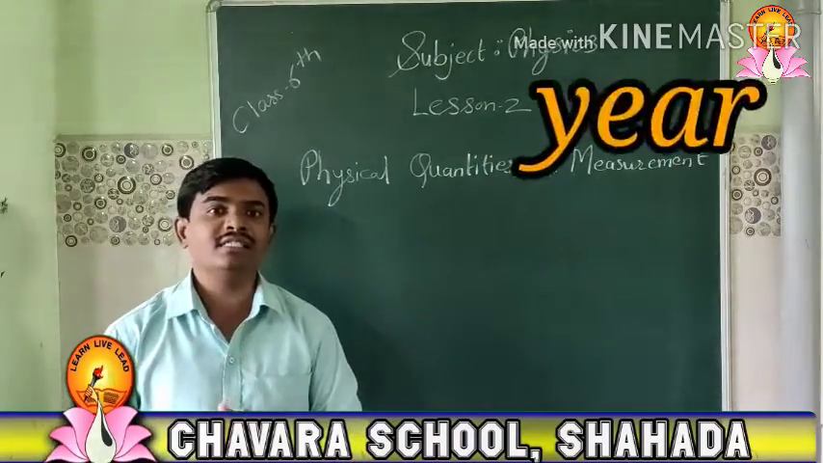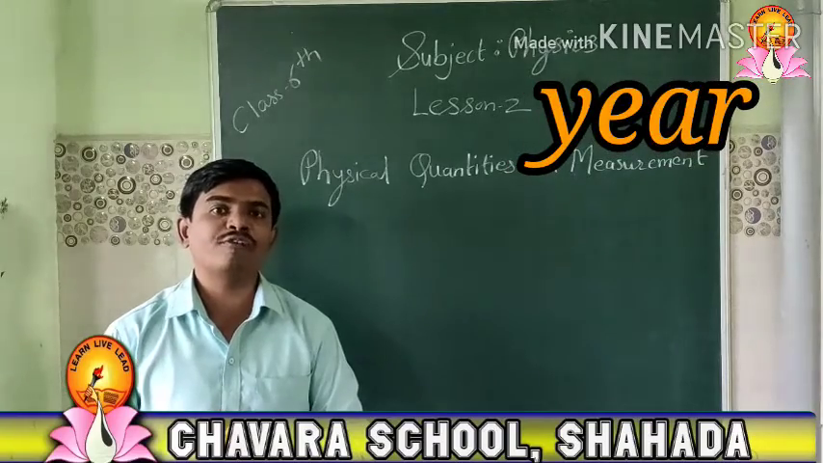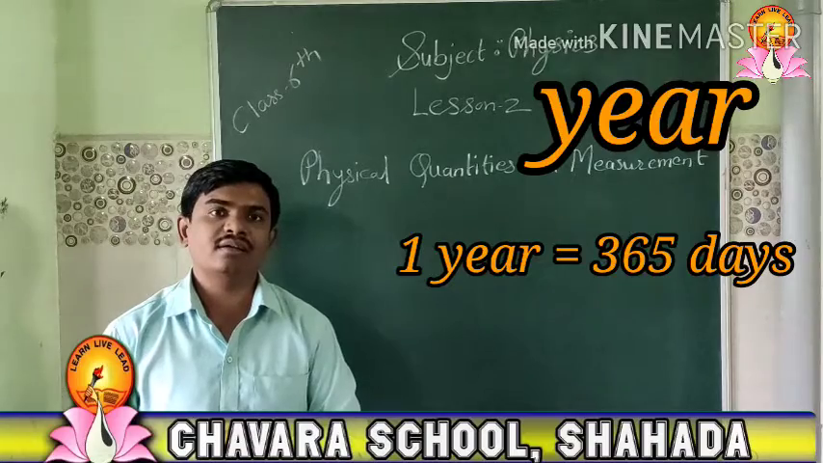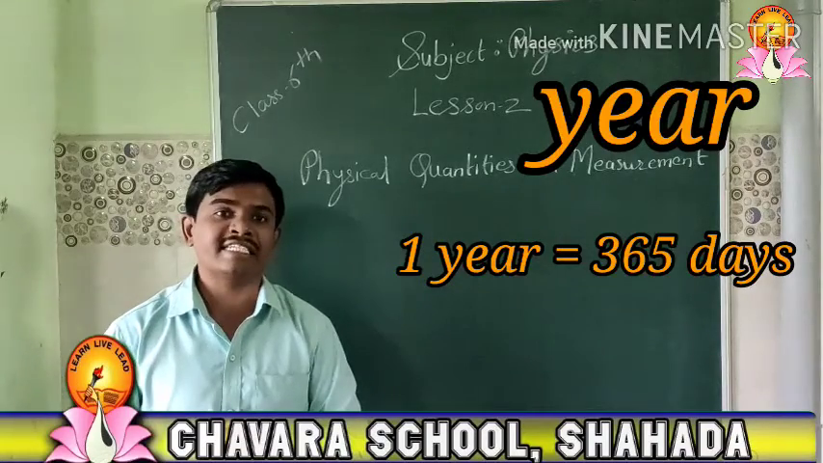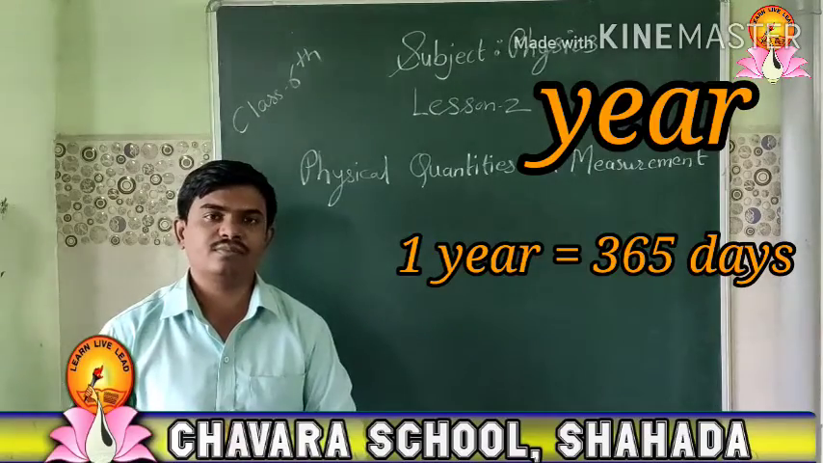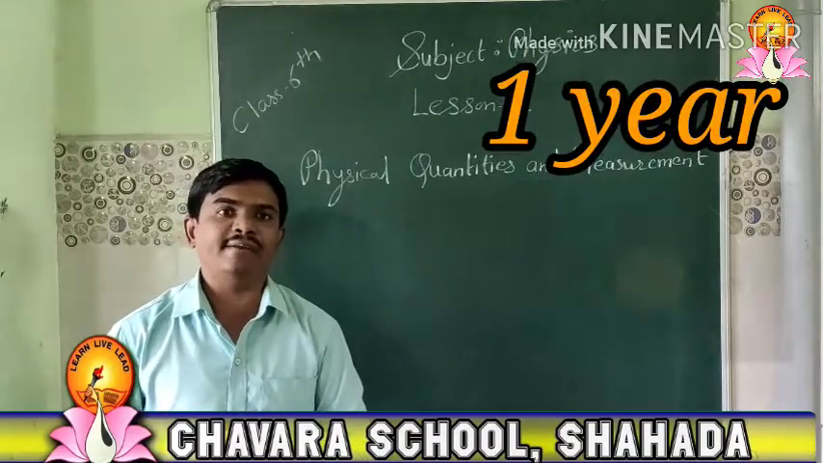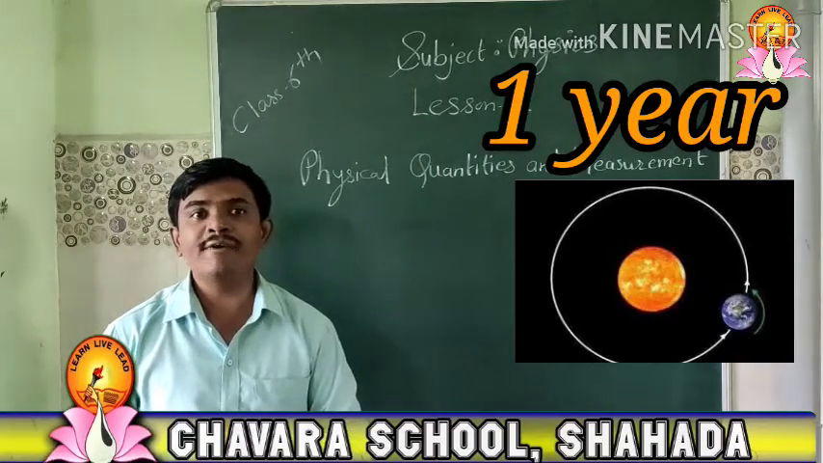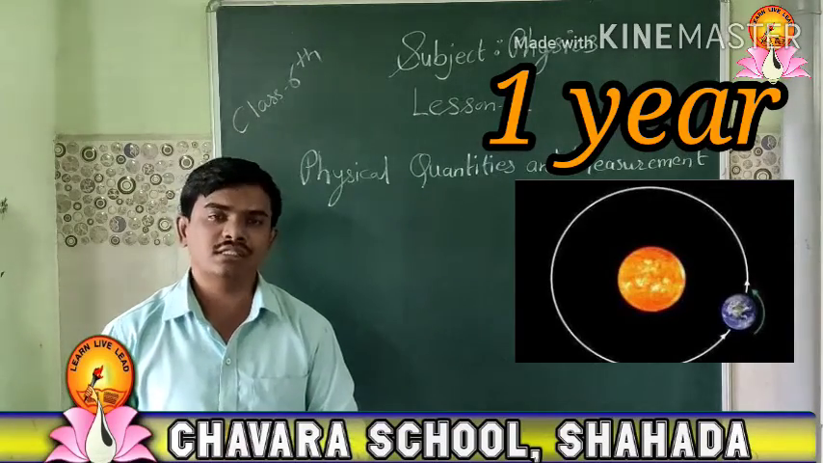A year is another bigger unit of time. 365 days makes 1 year. 1 year is the time taken by Earth to complete one revolution around the Sun.